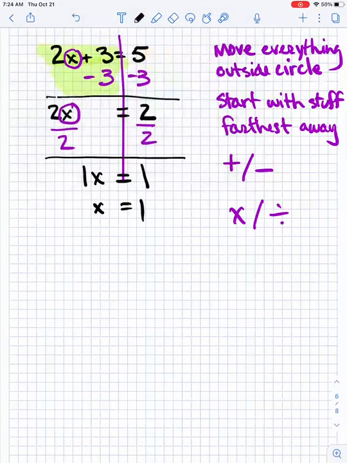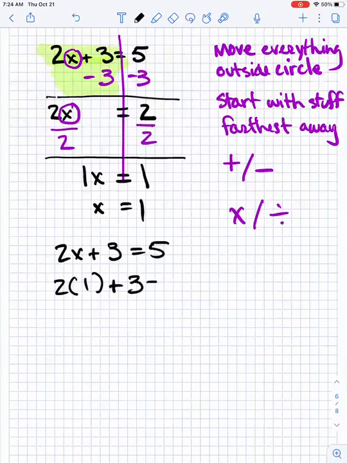So I can check this. I'm going to check this by using the original equation, 2x plus 3 equals 5. I'm going to substitute the 1 for the x and then simplify. 2 plus 3 is 5, and I end up with 5 equals 5.